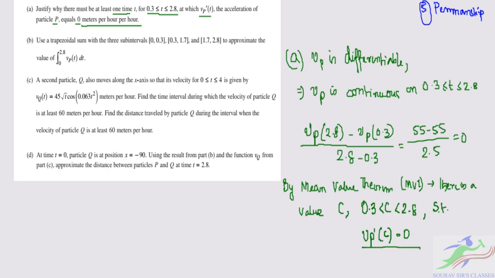Now part B, question 2b. Use a trapezoidal sum with the three subintervals 0 to 0.3, 0.3 to 1.7, and 1.7 to 2.8 to approximate the value of the integral from 0 to 2.8 of vP(t) dt. So this is part B.